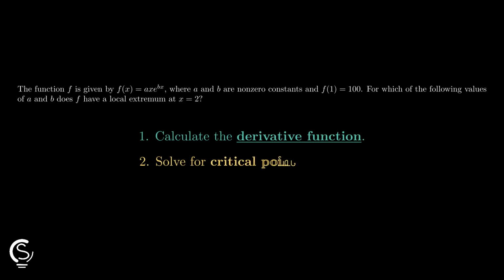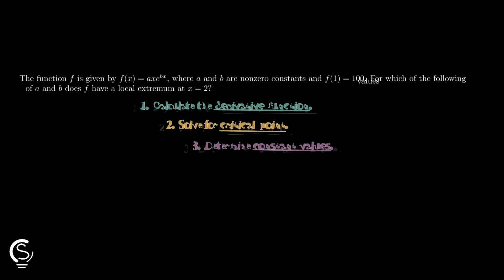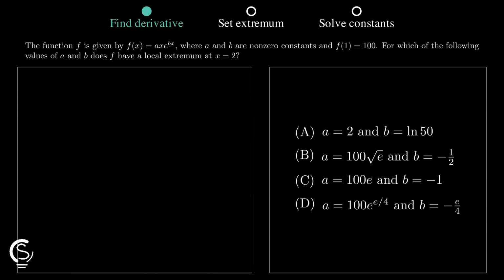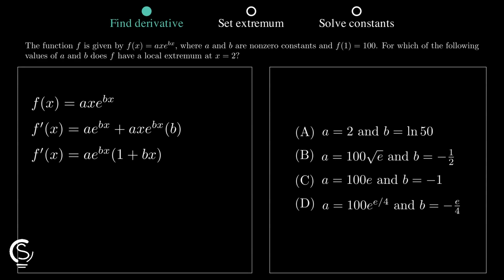I got your back. Calculus problems like this one look intimidating, but we can solve them in 3 quick steps. Let us break down the derivative and find those constants. First, we apply the product rule to f of x. Since f is a product of ax and e to the bx, the derivative becomes a times e to the bx times (1 plus bx).